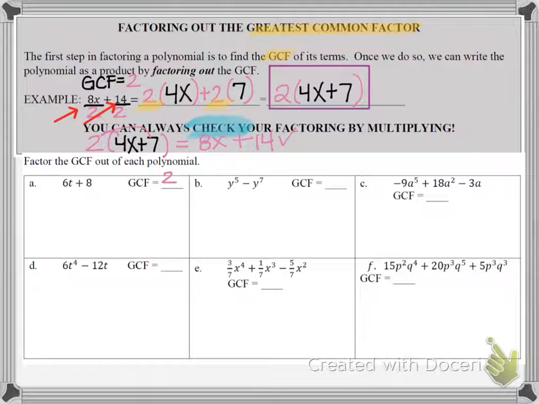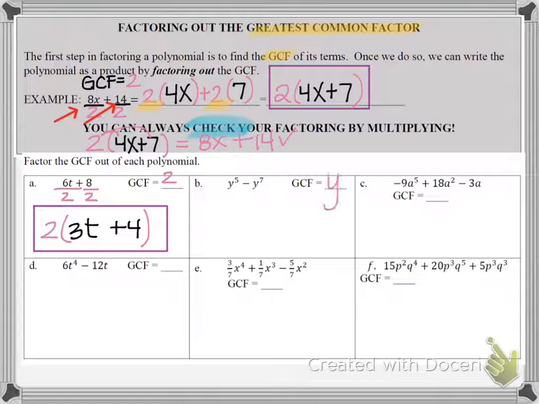Okay, in part A, again, we have a GCF of 2. So we're dividing both terms by 2. So we put a 2 on the outside of the parentheses, and then we're left with 3t plus 4. And I encourage you to do the check. Distribute the 2 like I showed you in the example so you can make sure that you arrive back at 6t plus 8 when you're done. All right, let's look at part B.